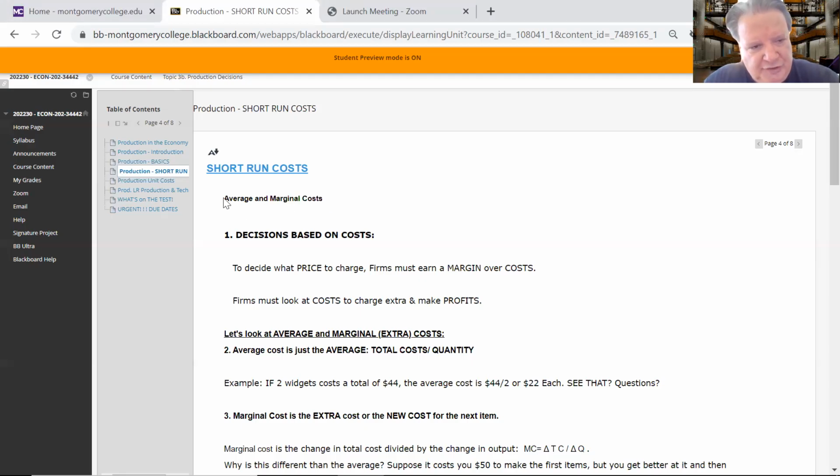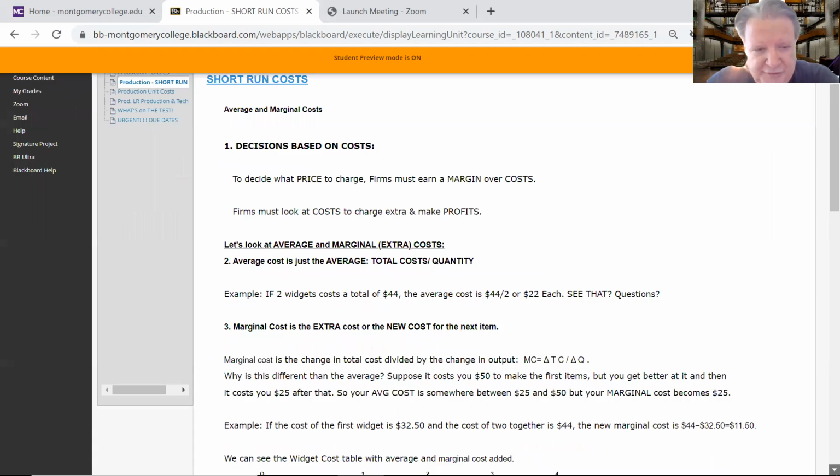whereas your average is just the total divided by how many units you make. It doesn't matter where you are on the curve. The marginal cost depends on where you are in your production curve. It's the cost of the new units. So just remember that. The decisions firms make based on costs are how much price to charge. You have to charge more than your cost, right? Or you will lose money. Firms have to earn a margin over their costs. That's the percentage you earn on top of your costs. So firms have to look at costs to charge extra above them and make a profit.